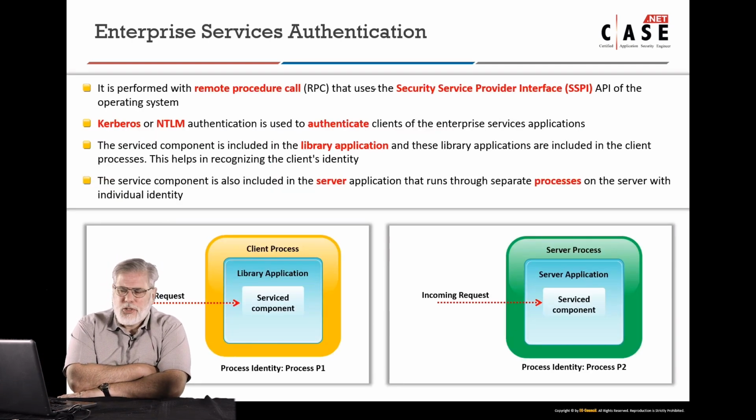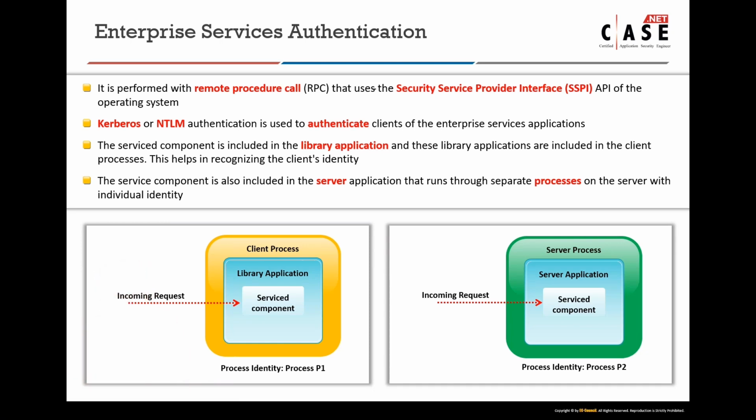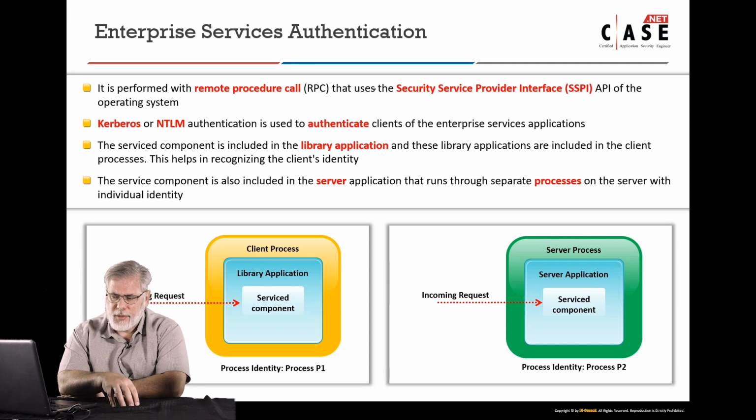What about enterprise services authentication? We mentioned this before. This uses what's called a remote procedure call, which basically allows one program to call something running on a different program or possibly even on a different machine. It uses the Security Service Provider Interface, or SSPI. That's an API built into the operating system, and we assume a Windows operating system here. Because it's using the Windows built-in security, it's going to use either Kerberos or NTLM authentication to authenticate clients.